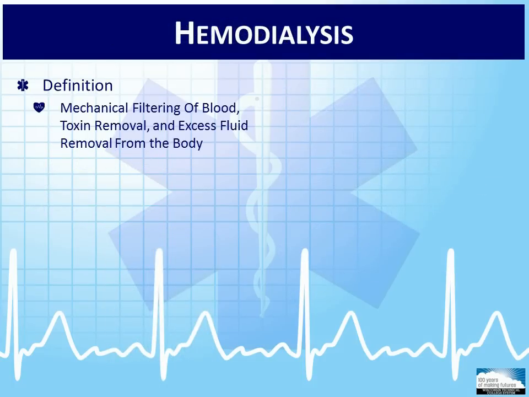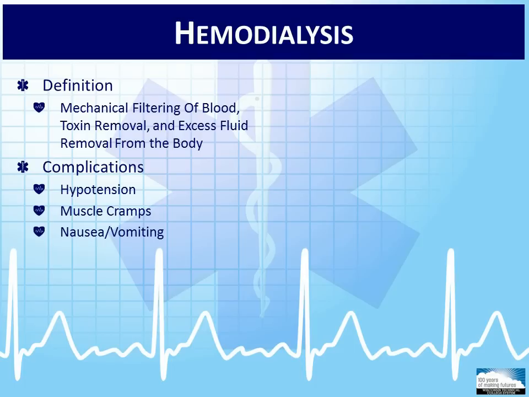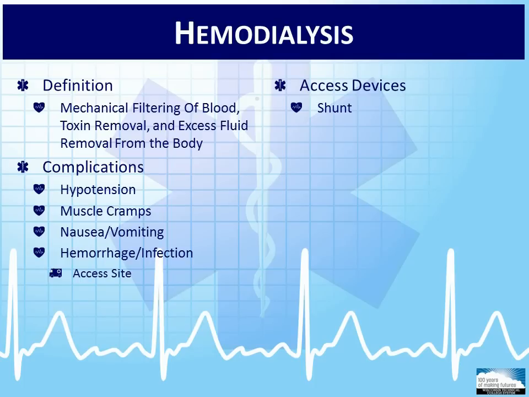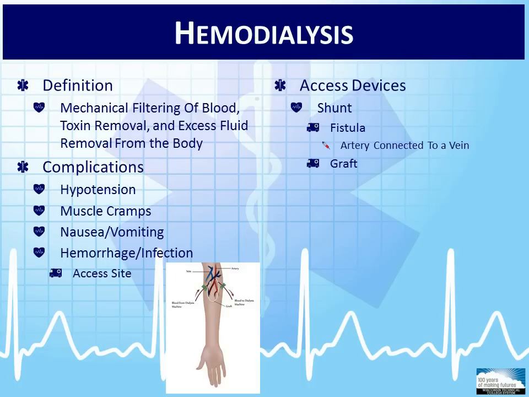Hemodialysis is the process of mechanically filtering blood to remove toxins and excess fluid from the body. Complications or adverse effects of hemodialysis may include hypotension, muscle cramps, nausea, vomiting, hemorrhage, and infection, especially at the access site. Hemodialysis access devices include shunts, such as a fistula that connects an artery to a vein, usually in the arm, or a graft that connects an artery and vein with an implanted tube, commonly in the forearm.